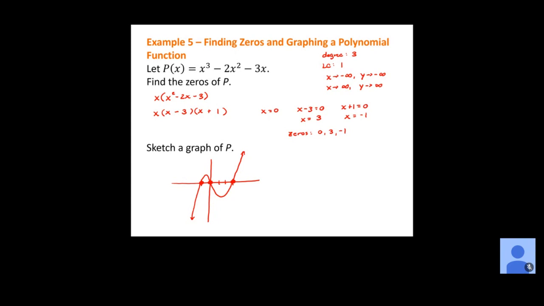So again, if you're ever given a polynomial like this, the first thing, if you're looking for zeros or x-intercepts, you've got to factor first, so you can set each one of those factors equal to 0.